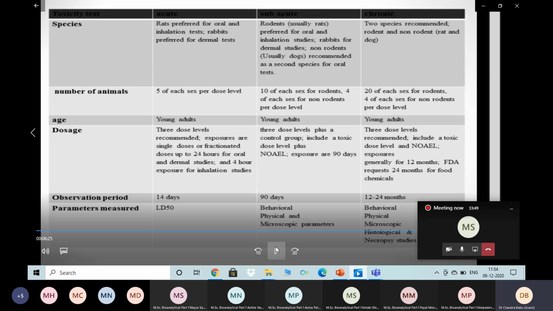So that's an averaging. Young adults are preferred. Dosages are 3 dose levels, which is normally used. Observation periods are 14 days, 90 days, and 24 months. So 14 and 90 are days, and 24 months is approximately 2 years. That's the normal time point. So when we look into parameters, LD50 is for the 14-day studies, while 90-day is for behavioral and 20-24 months is for the behavioral, physical, microscopic, histological, and necropsy studies.